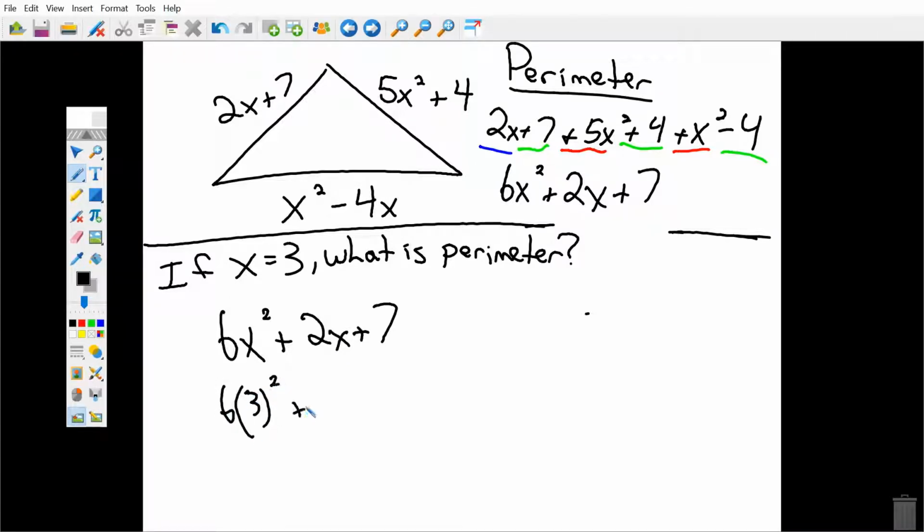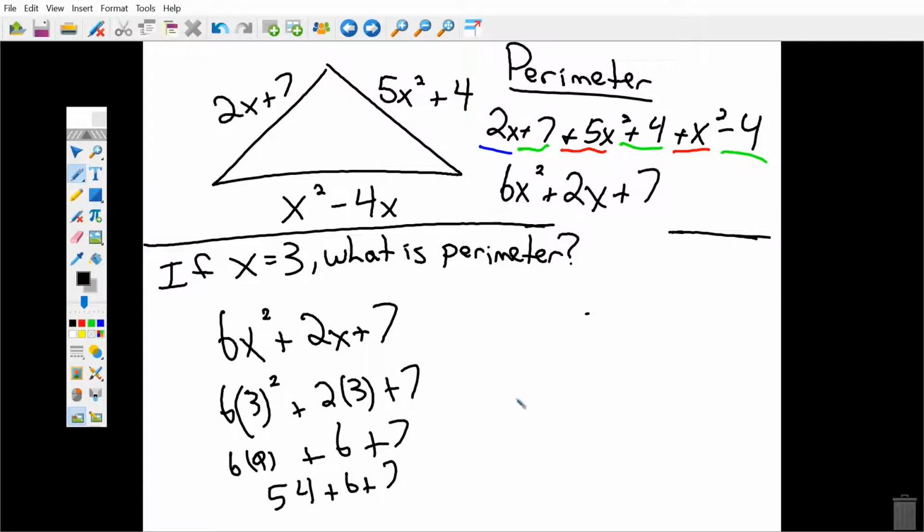We are going to sub in 3 wherever we saw an x. Now just follow our order of operations. 3 squared is 9. 2 times 3 is 6, 7. 6 times 9 is 54, plus 6 plus 7 is 67, is your answer. Okay, next up.